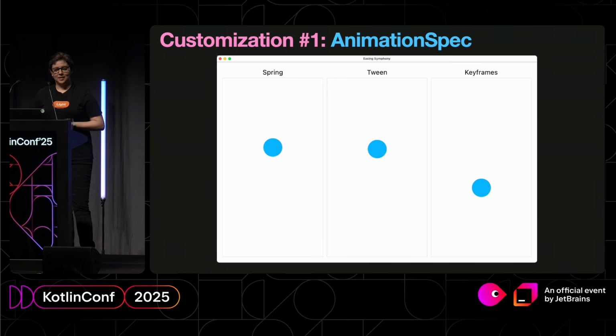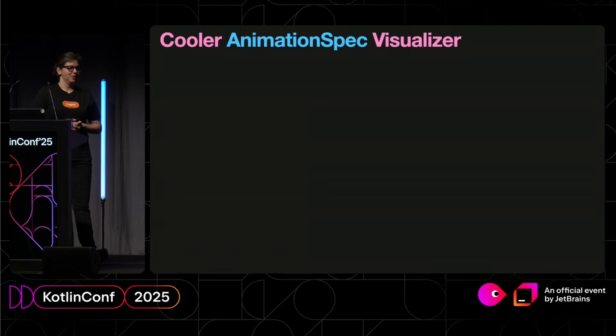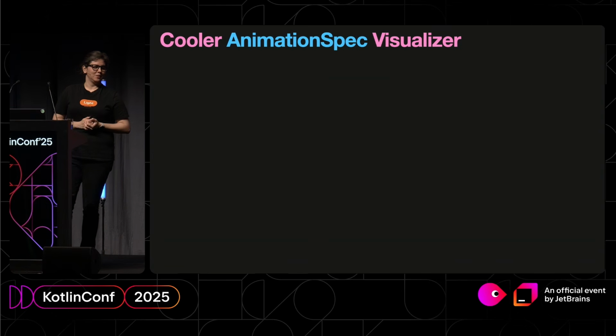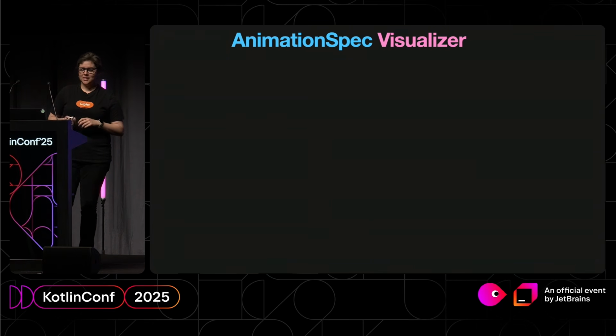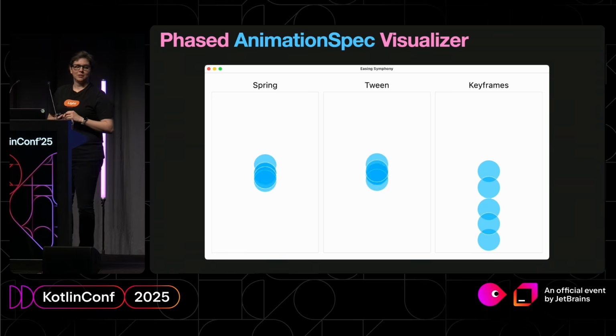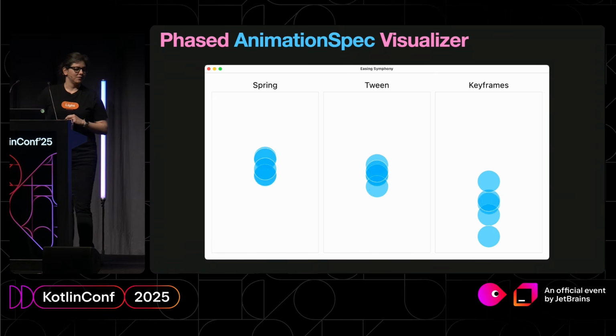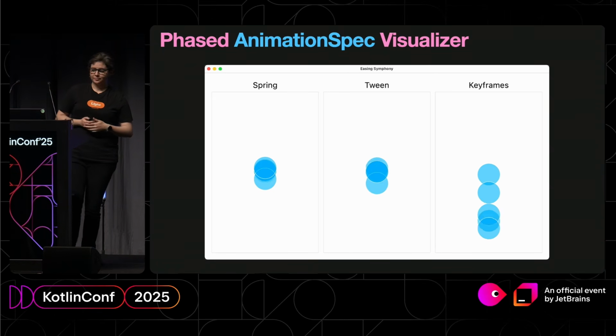Cool. But again, I think we can do more, right? This is just a tiny ball jumping around. I think we can do something more interesting. So let's create a cooler AnimationSpec visualizer. And to not just call it cooler, let's actually call it phase AnimationSpec visualizer and make different phases of this animation animate together.